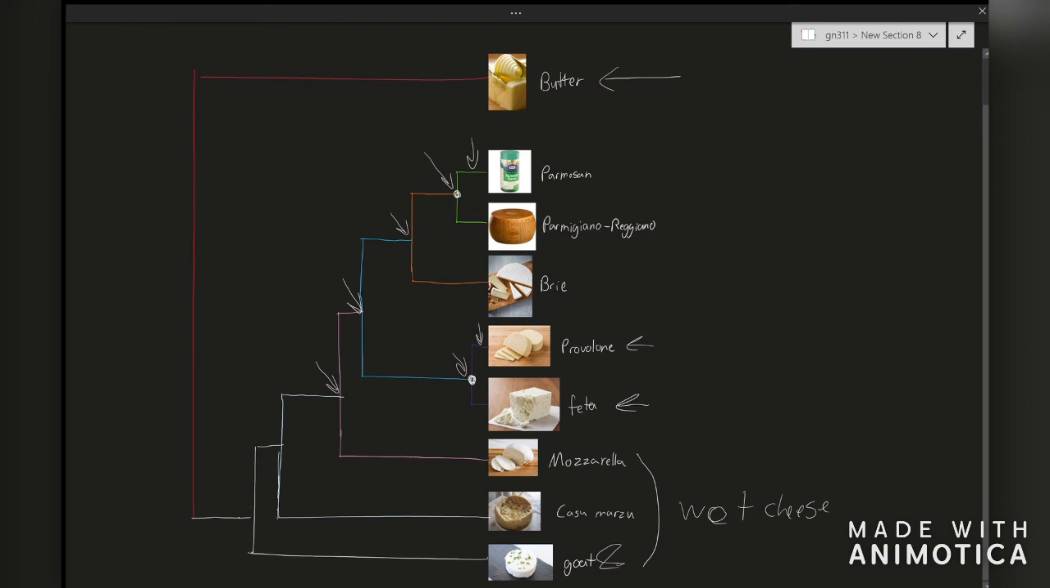So we have brie, it's a soft cheese. But at the final divergence here, we get two different types of Parmesan, Parmigiano Reggiano and regular Parmesan. Parmigiano Reggiano is just an expensive, authentic type of Parmesan, while this Parmesan is more of just the normal, cheap kind of Parmesan.